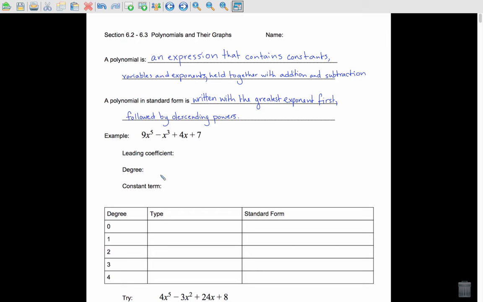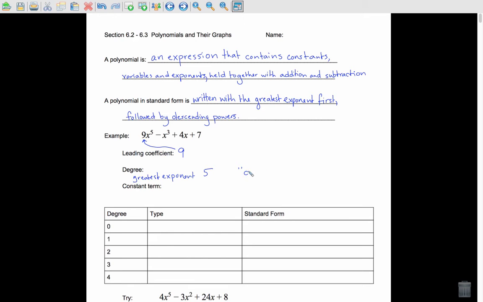So leading coefficient is the coefficient on the leading or first term. Okay, so in this expression, 9 is your leading coefficient. Okay, the 9 is the coefficient on the first term. The degree is just the greatest exponent. In this case, our degree is 5.